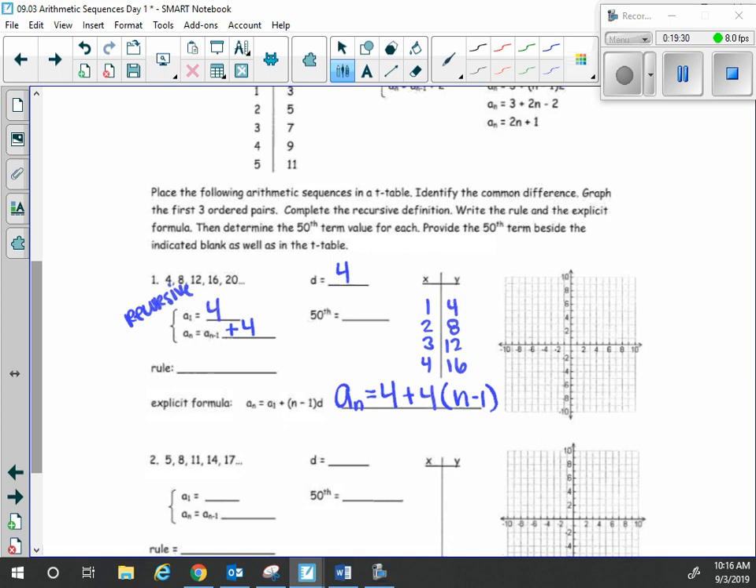Okay, it makes no sense right now. I get that. But I'm going to try and connect it all together for you. That's your explicit formula. It's a formula that's given. We're putting the pieces that we know in.